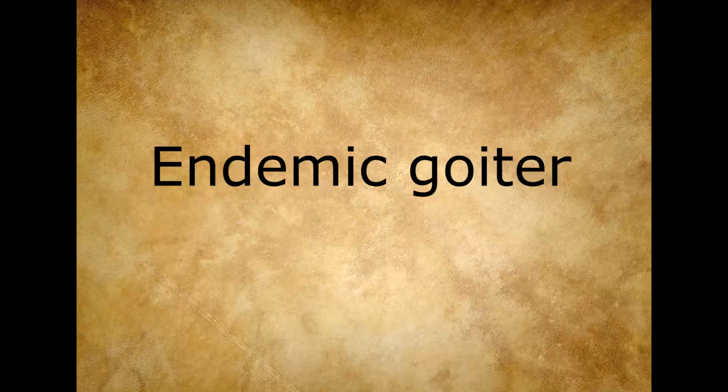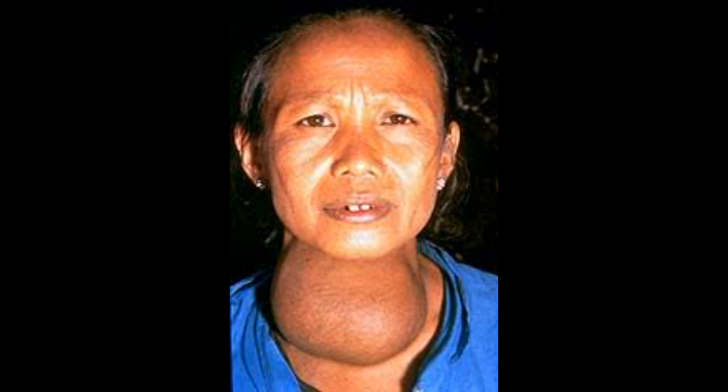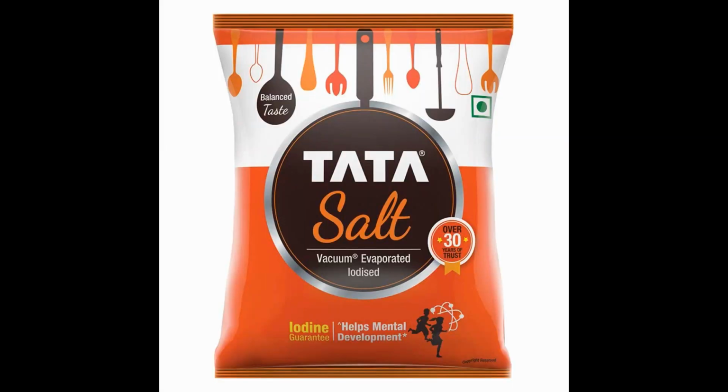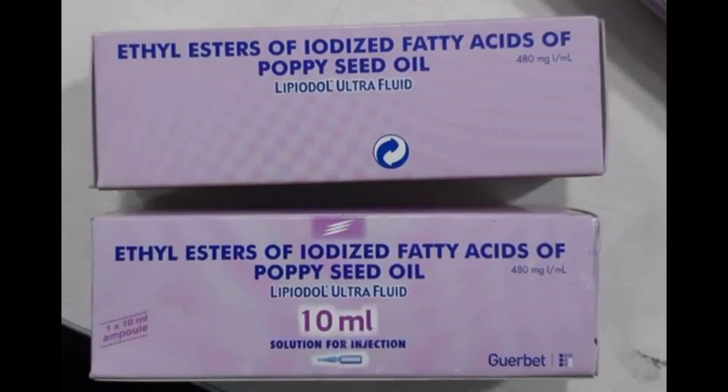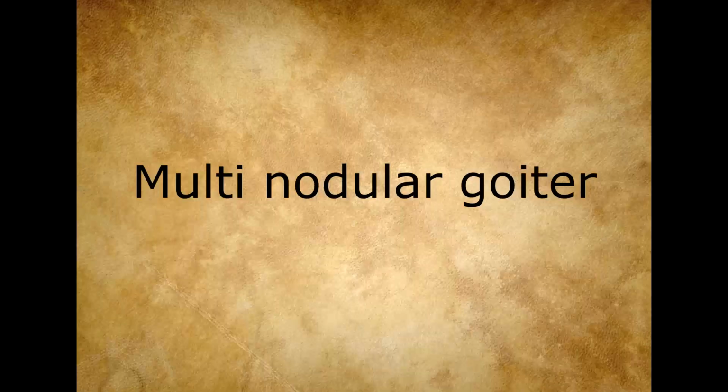Endemic goiter. It is seen in areas of iodine deficiency. All thyroid function tests are normal. Prevention includes fortification of common salt with iodine and intramuscular injection of 3 to 4 ml of iodized oil once in 2 years.